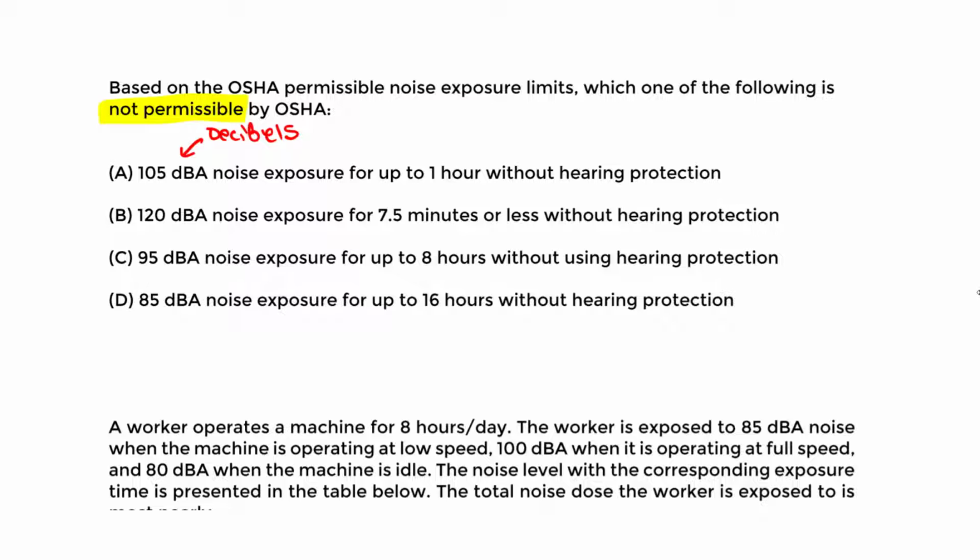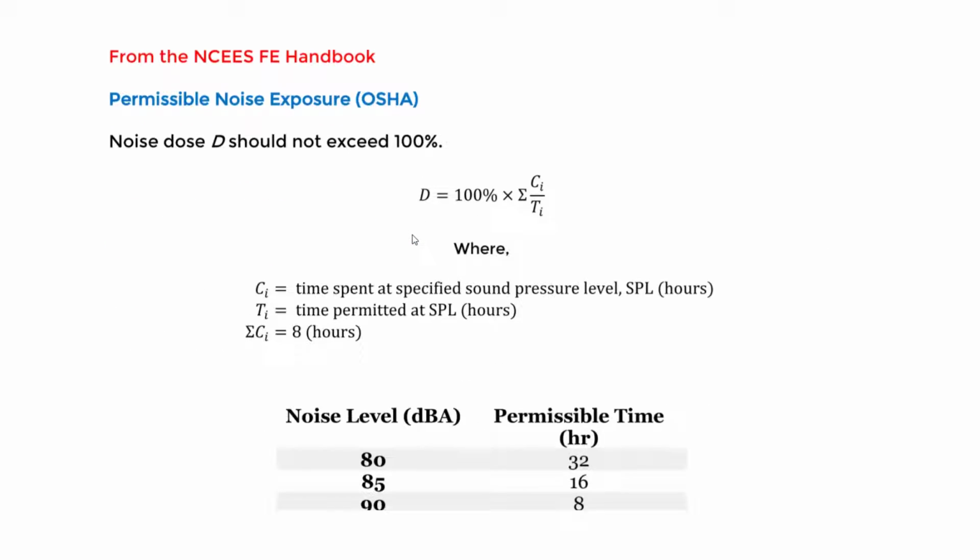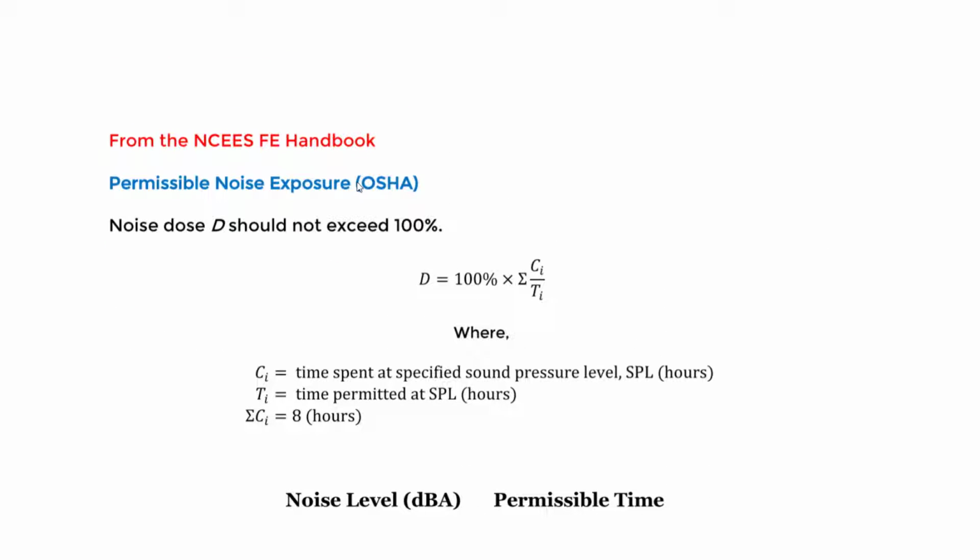So now you're thinking, okay, how would I answer this? Using the FE Handbook. The goal here is to make sure we know how to apply the equations in the handbook and how to use the tables. So what I want you to do is go to the section for permissible noise exposure for OSHA. In the FE Handbook, you can do Control-Shift-F or Control-F, make sure to spell it right, permissible noise exposure, and go under that section.